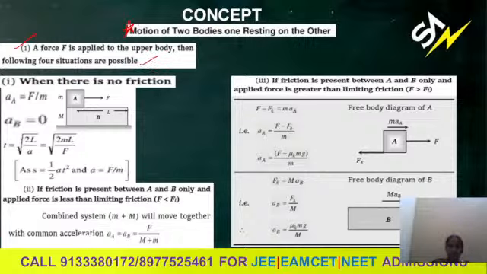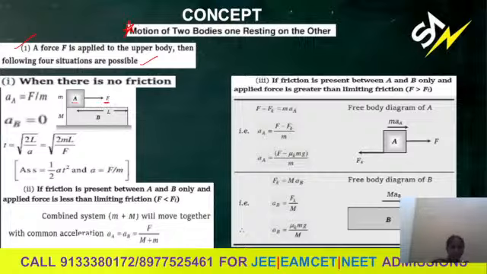So here we are given the diagram. See, there are two blocks A and B. Block B's length is L. Block A is placed over block B, and the applied force is on the upper body, that is on block A. So this is the external force or applied force.